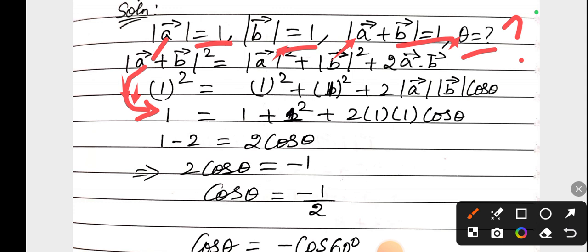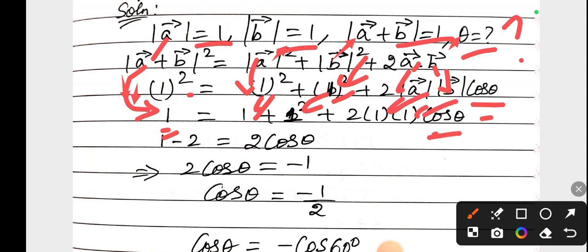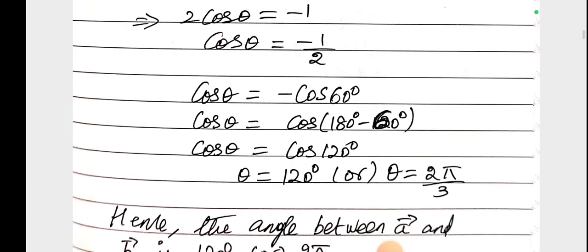So magnitude of A plus B is 1, now 1 square. Magnitude of A is again 1 square. Magnitude of B is again 1 square. Plus 2 into magnitude of A vector, magnitude of B vector, cos theta. So 1 square is 1, again 1 square is 1, again 1 square is 1. Plus 2 into 1 into 1 into cos theta. Plus 2 comes this side, now minus 2. So 1 minus 2 is minus 1. Multiplication 2 comes this side, now division. So cos theta equals minus 1 by 2.